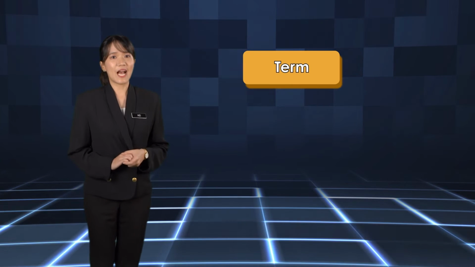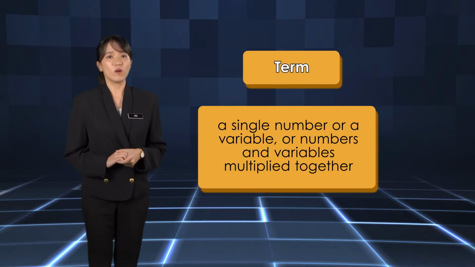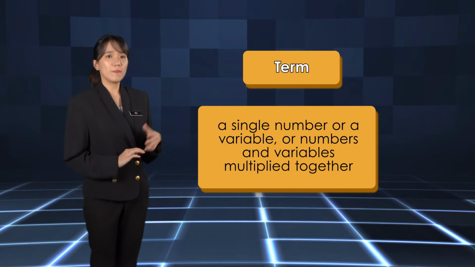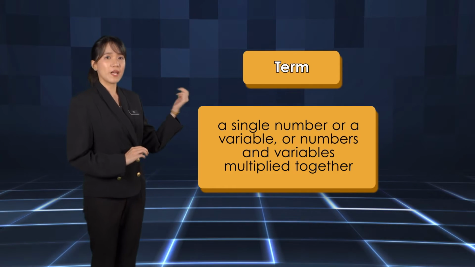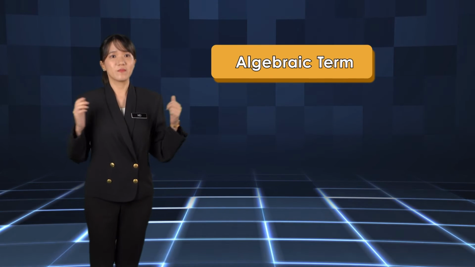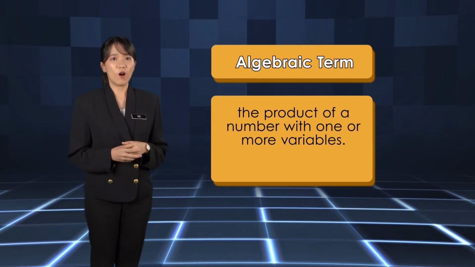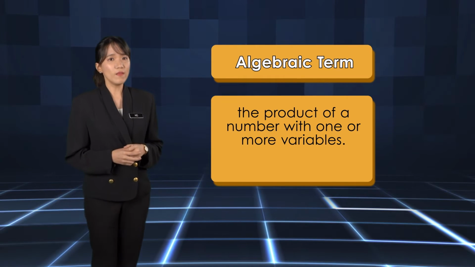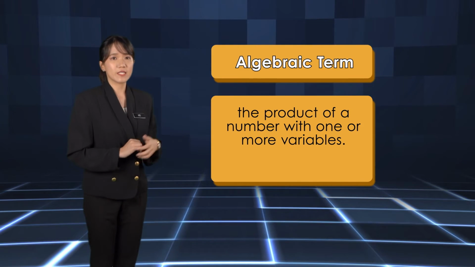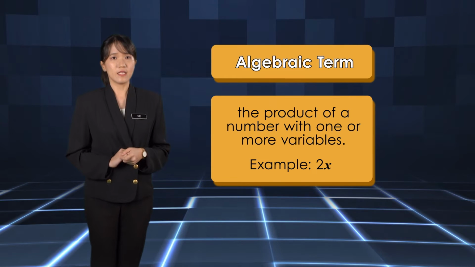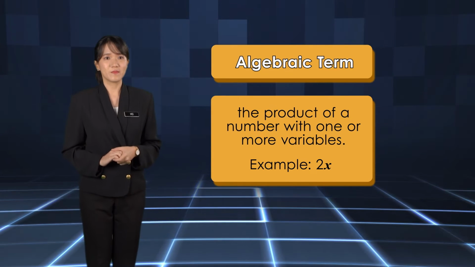Expressions are made up of terms. A term is either a single number or a variable, or numbers and variables multiplied together. So, what is an algebraic term? An algebraic term simply means the product of a number with one or more variables. For example, 2x is an algebraic term.